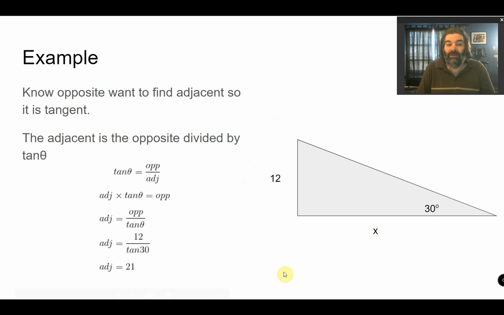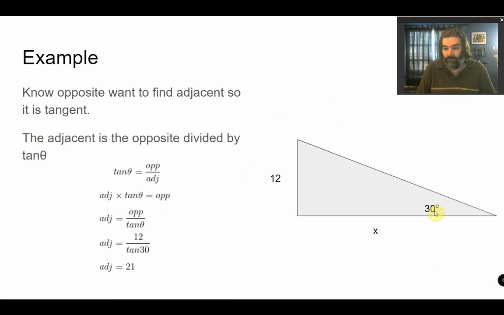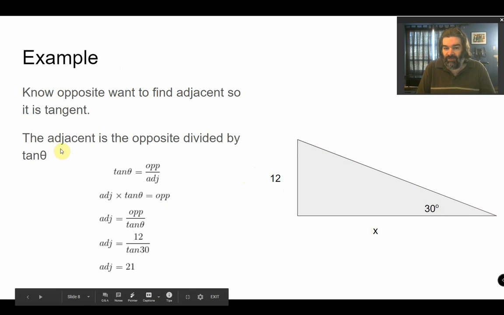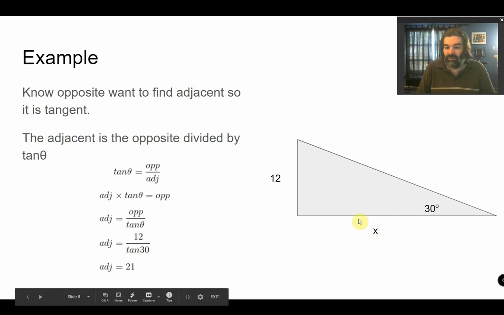Example for that, here's a triangle. What do we know? Well, here's our angle. We don't know the hypotenuse. We don't care about the hypotenuse right now. I know the side opposite to it. I want to find the side adjacent to it. So, if I want to find the adjacent, it's the opposite divided by the tangent of the angle. So the opposite is 12 divided by the tan of 30. You get that the adjacent side is 21.